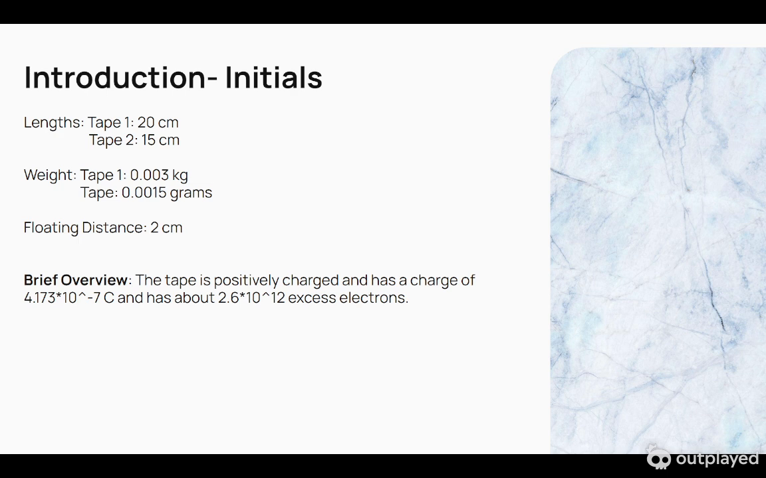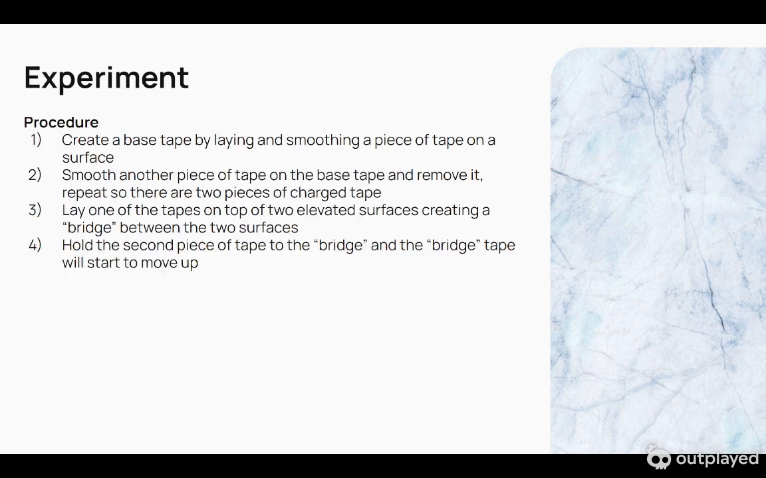Just some initials. Tape 1 was 20 centimeters. Tape 2 was 15 centimeters. The weight for tape 1 was 0.003 kilograms, and for the second tape, it was 0.00515 kilograms. It's supposed to be kilograms, sorry. The floating distance was about 2 centimeters. Brief overview. The tape is positively charged and has a charge of 4.173 times 10 to the negative 7 coulombs and has about 2.6 times 10 to the 12th excess electrons.